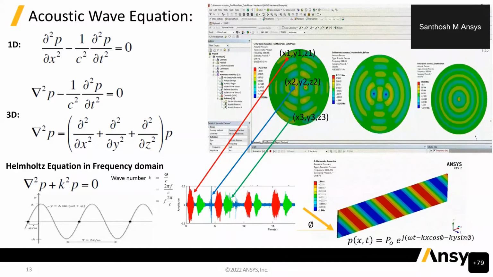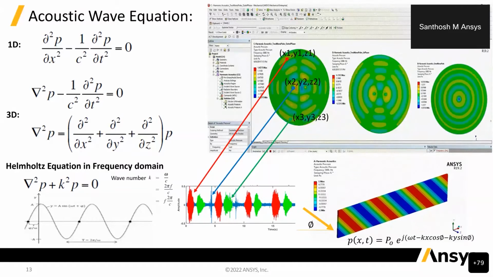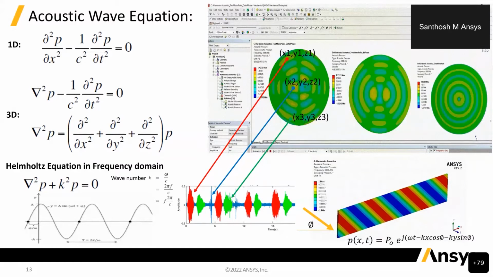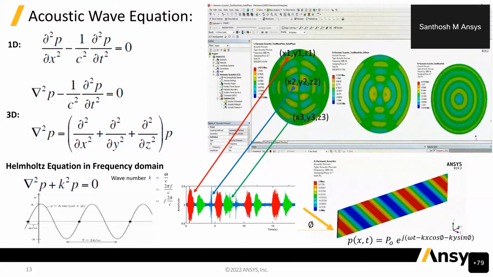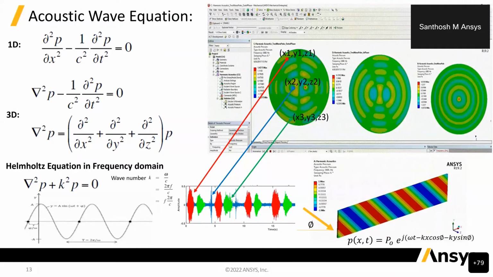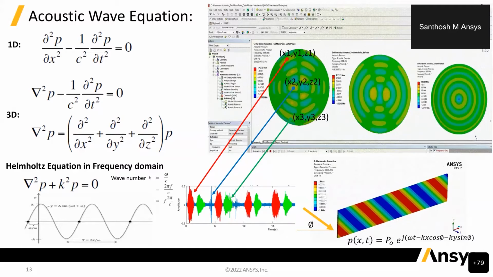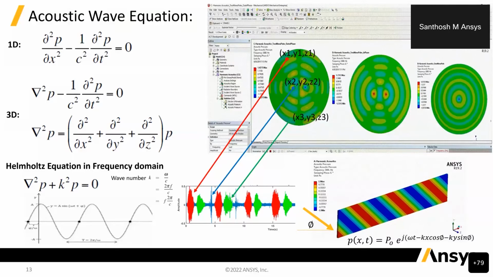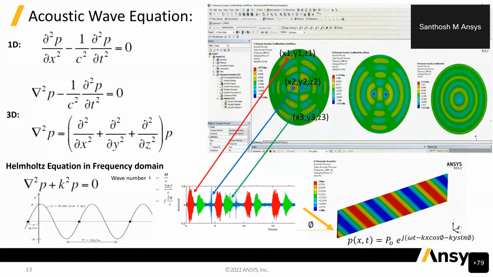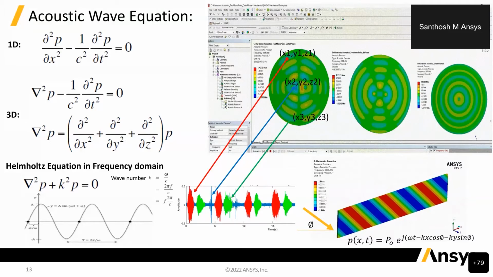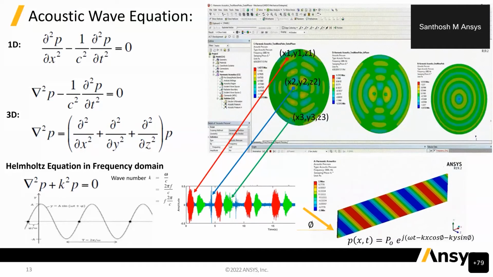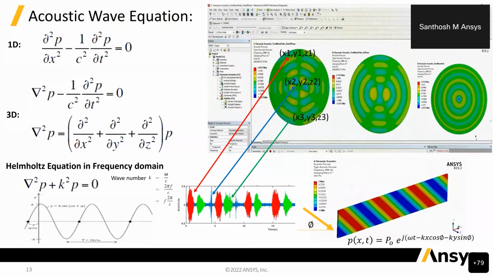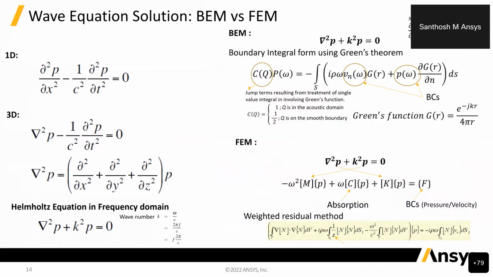In one dimension, this is the well-known wave equation, which has a spatial component as well as a time component. The unknown we are going to solve for is the acoustic pressure. In 3D, the delta operator becomes a function of x, y, and z. The same time domain equation, when we transform it into the frequency domain, is called the Helmholtz equation. When we solve this, we get the pressure as a function of x, y, z. That's what we solve in the finite element method.